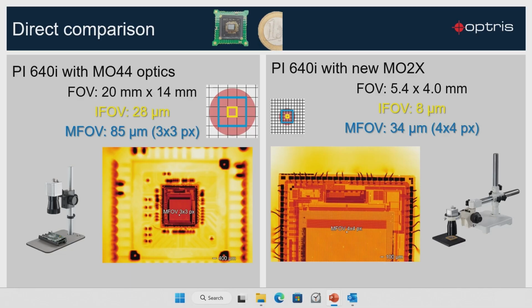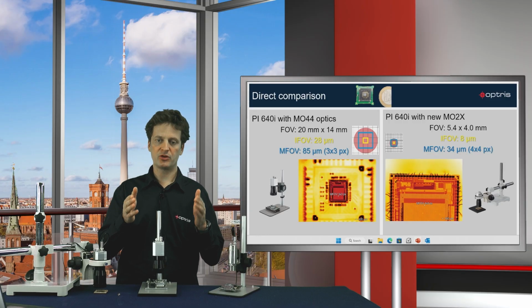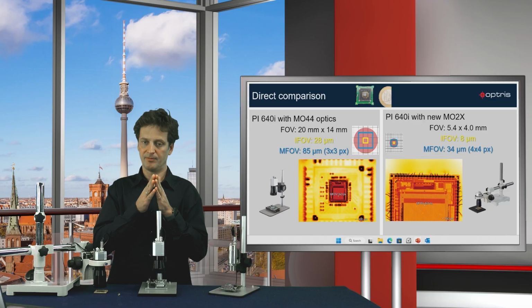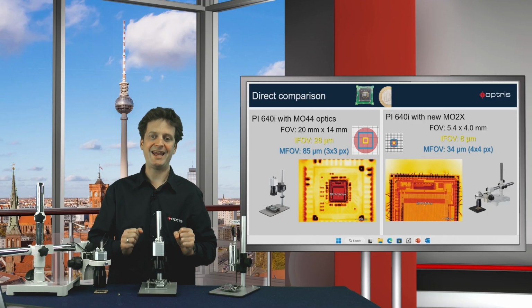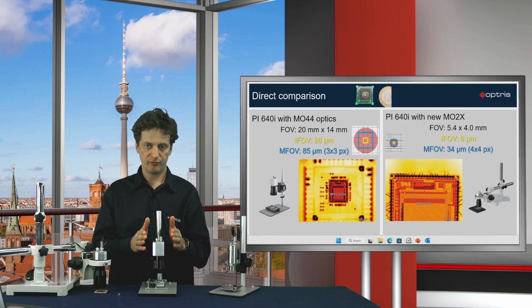The instantaneous field of view, the size of one little tiny pixel, is 28 microns. And then we have also another value called measurement field of view, MFOV. That means this is the recommended size if you want to have an accurate value of the object. So in this case we are talking about 3 times 3 pixels, and those 3 times 3 pixels equal a square with a side length of 85 microns. This is the PI640 MO44.